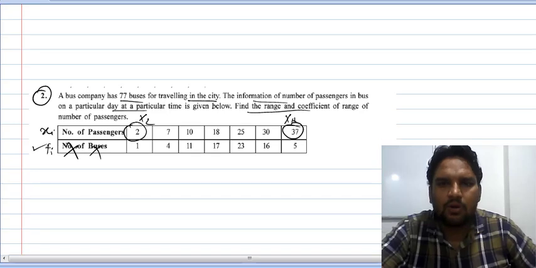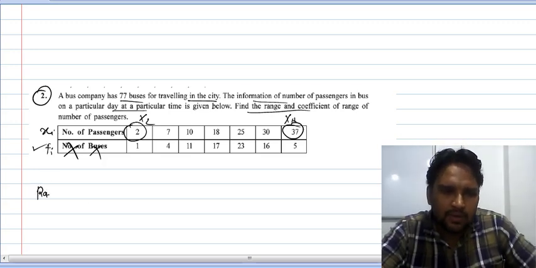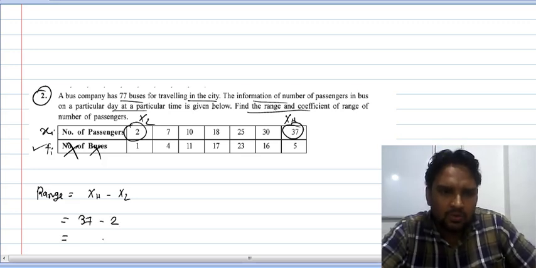Understood this? Once you identify the highest observation and the lowest observation, all the rest of the things are very easy. Yes or no? So first apply range equal to xh minus xl. So 37 minus 2. So 35.